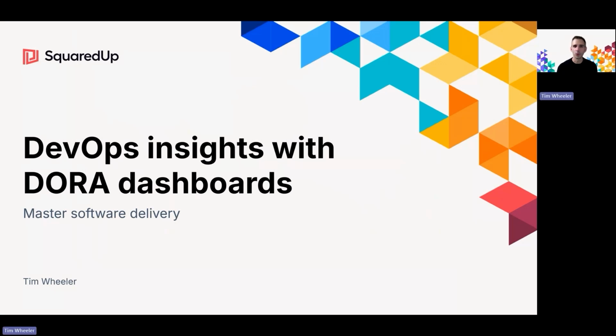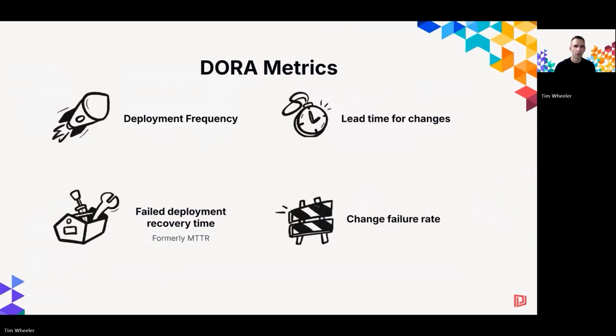Let's take a look at the 4 DORA metrics. The first metric is deployment frequency, and probably the easiest one to understand. It is quite simply the number of deployments that you successfully make to production in a day.